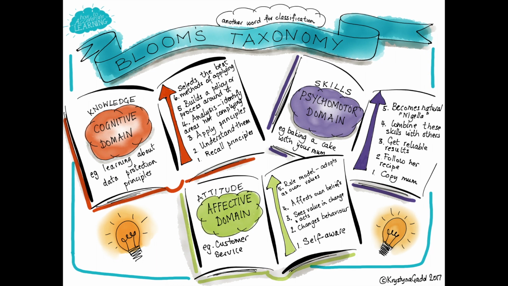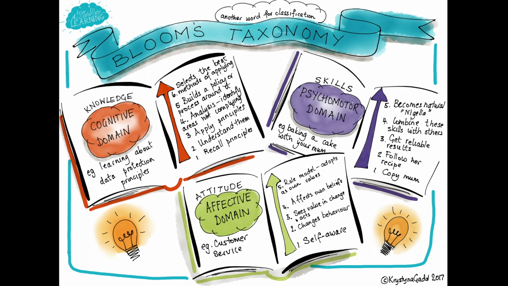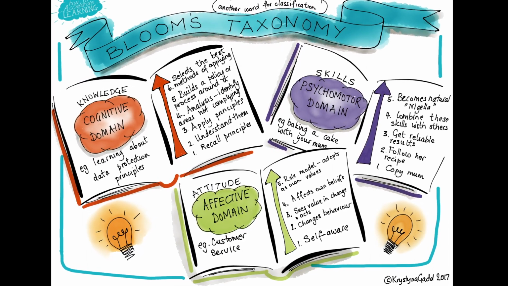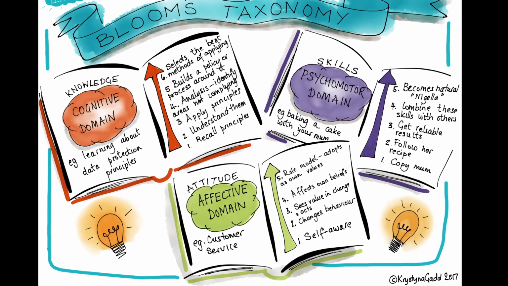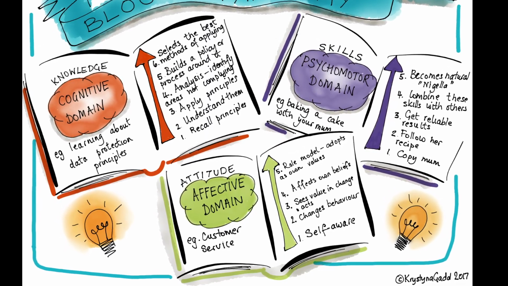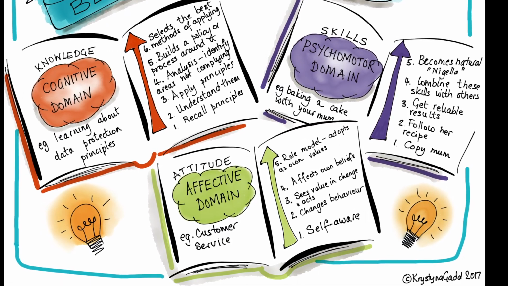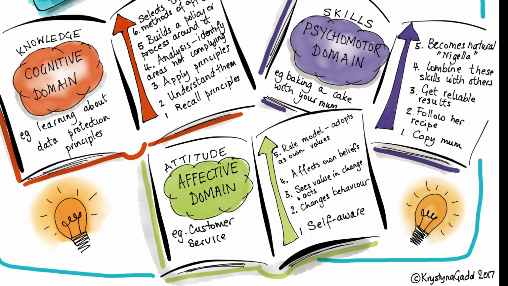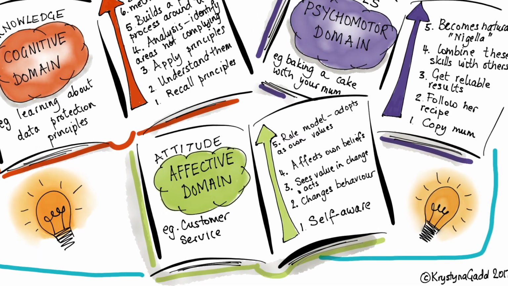The third and final domain is the affective domain, and this is to do with attitude. I'm going to use the example of great customer service to illustrate this. At the lowest level, you would expect people to be just aware of their own attitudes, so that's self-awareness. At the next level, at a deeper learning, they would be changing some of their behaviour. At the third level, they would see value in that change and act.